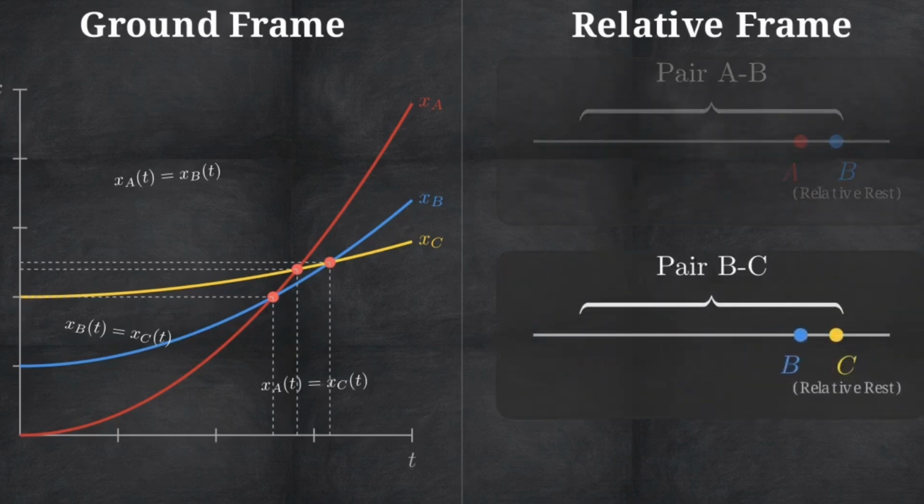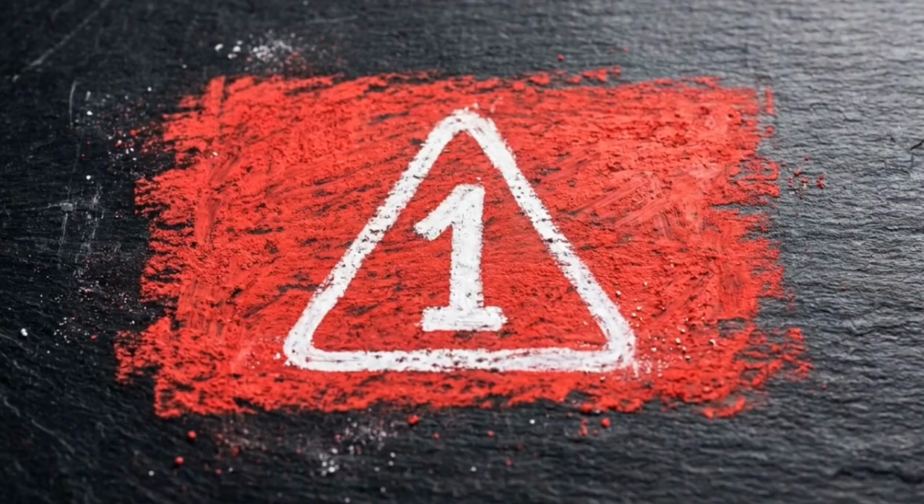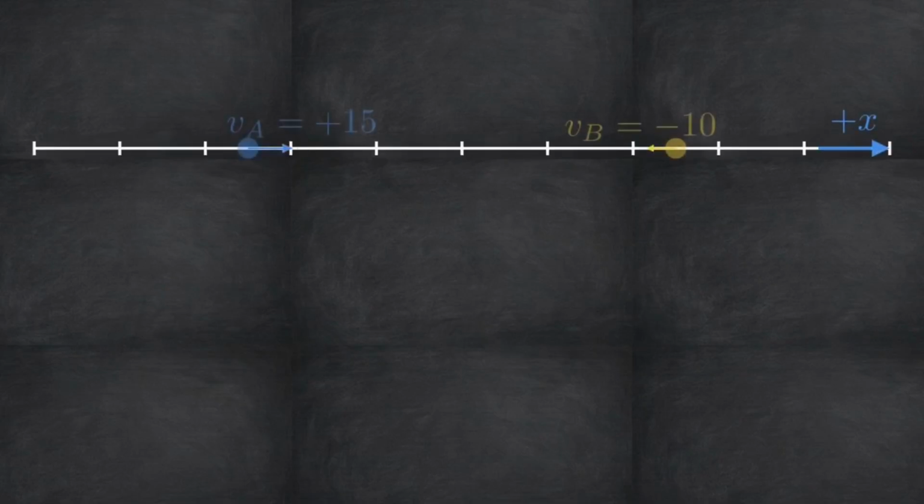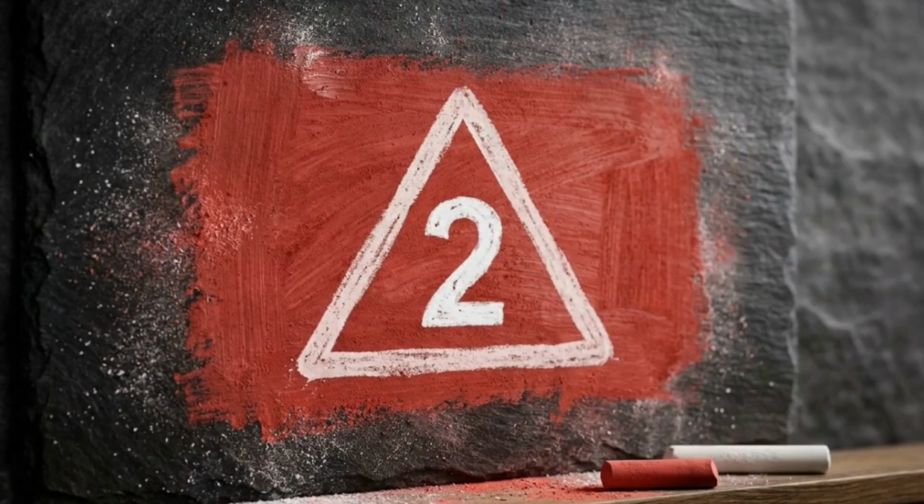Warning tone. This is where procedural errors can derail a calculation. The first error is the sign convention trap. Forgetting to establish a rigid positive x-axis direction before subtracting vectors will invert the relative velocity and compromise the entire solution. The second error is frame mixing.